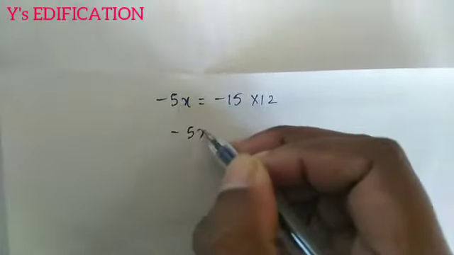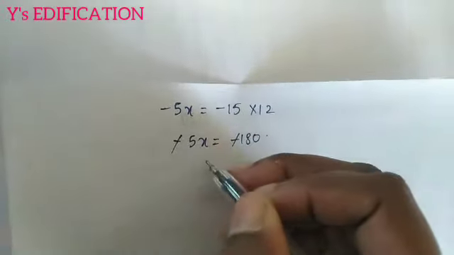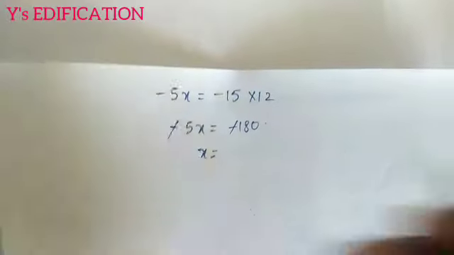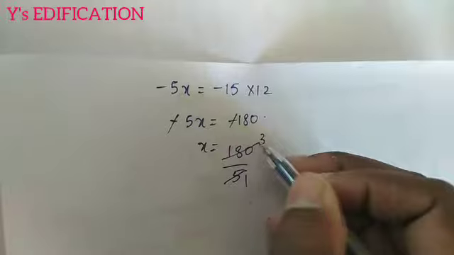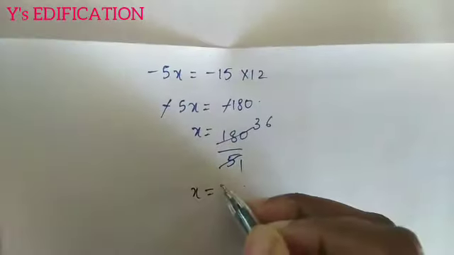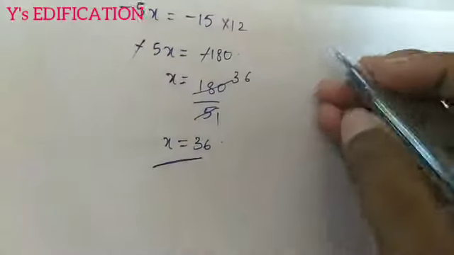So what is minus 15 into 12? Minus 180. So minus minus got cancelled. We want x value, so x is equal to 180 by 5. 5 into 1, 5 into 3, 5, 6. So x value is 36. So there are 36 deers in the herd.